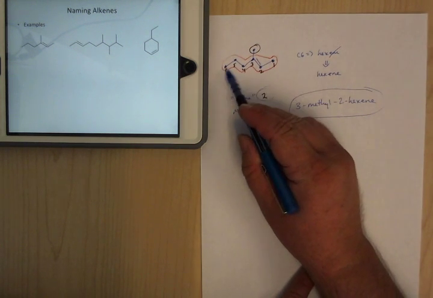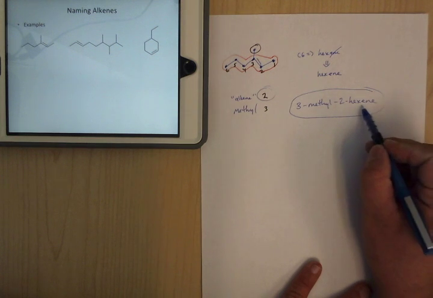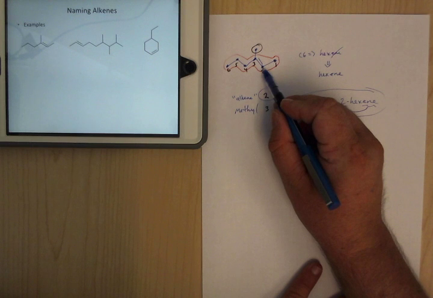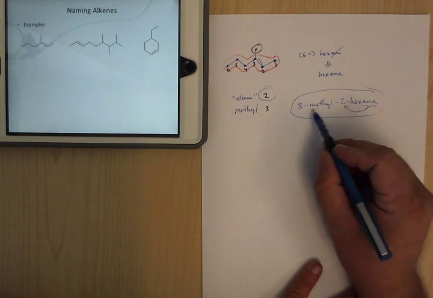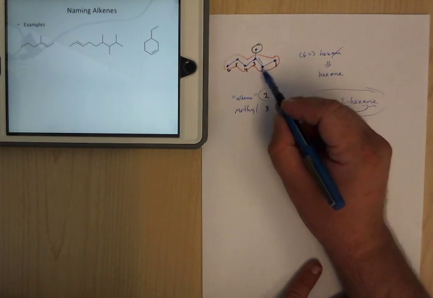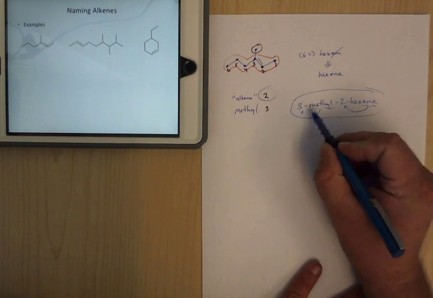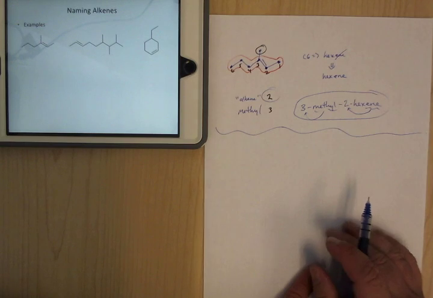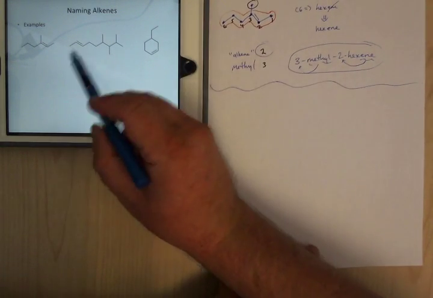That's the name. So we have a main chain that's 6 long, 1, 2, 3, 4, 5, 6. And hey, we have a double bond in it. That's what the -ene is. Where does that start? It starts at carbon 2. And then, oh hey, we have a methyl group. Where is that hanging off? It's hanging off at carbon 3. Here we go. Okay, next one.